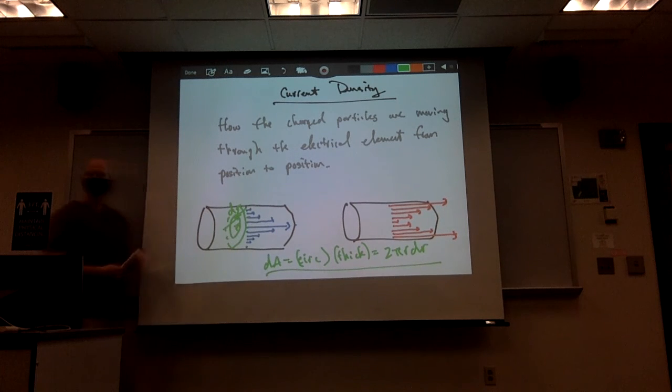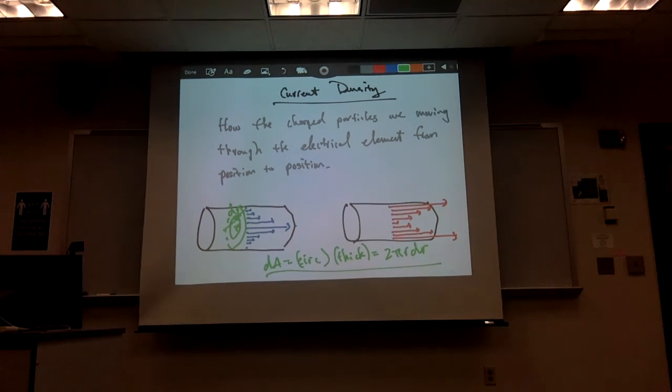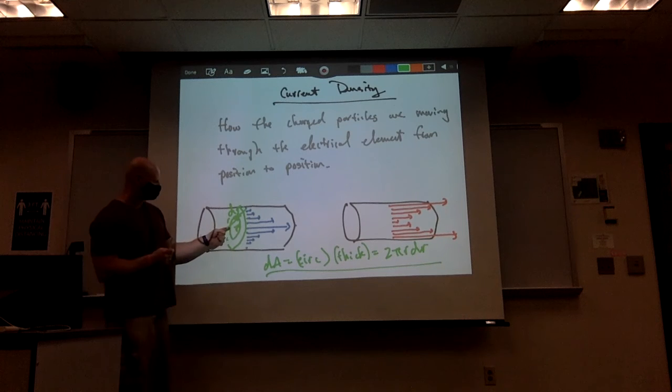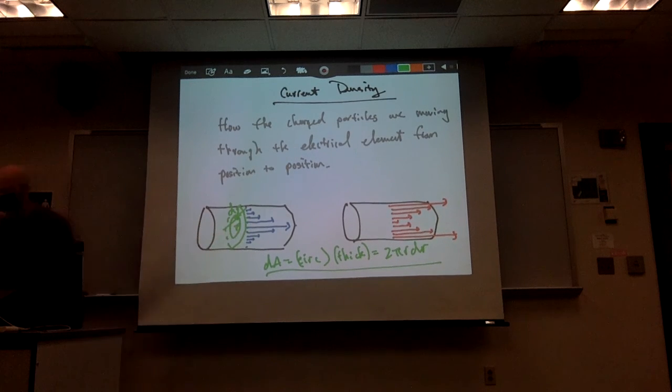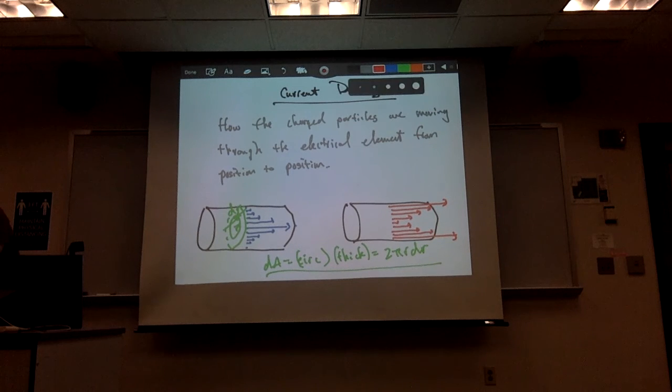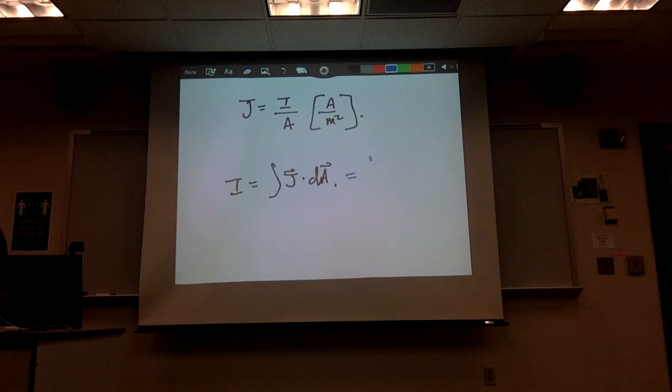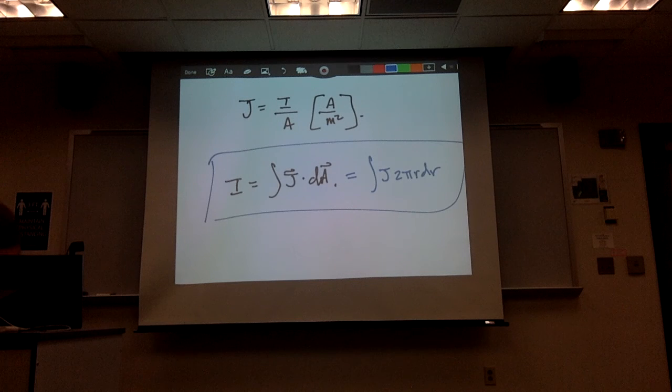So again, all we're doing is calculating the current through each of these individual rings and then simply summing them all together to get the total amount. Now, notice for our circumstances, dA is going to point in exactly the same direction as the current density, which means my dot product between the two is simply going to give me 1. So for our purposes, this is the same as the integral of the magnitude of the current density times 2 pi r dr. This is our relationship between the two.